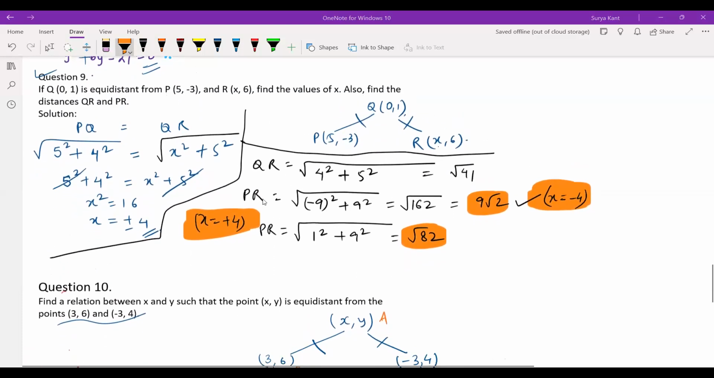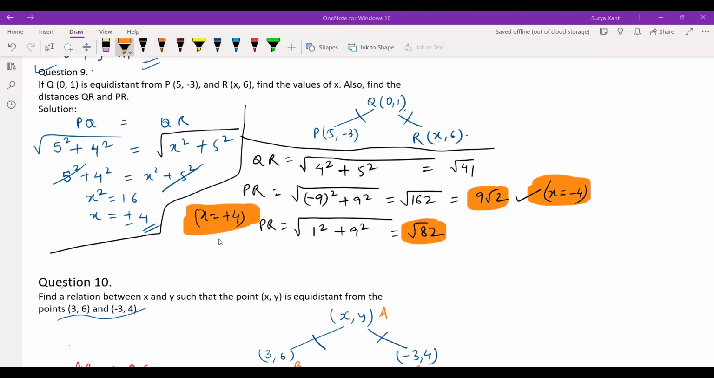So we have done 9th and 10th. Now we move to the next exercise, that is not based on distance but on section and midpoint formula. The only thing children will get confused about in this exercise is equidistance. Equidistance means it's not midpoint. See, there is a difference between equidistance and midpoint. Remember, equidistant means both are at equal distance, but we can't say this is a midpoint. Midpoint is different, equidistance is different. So don't get confused in exam time.